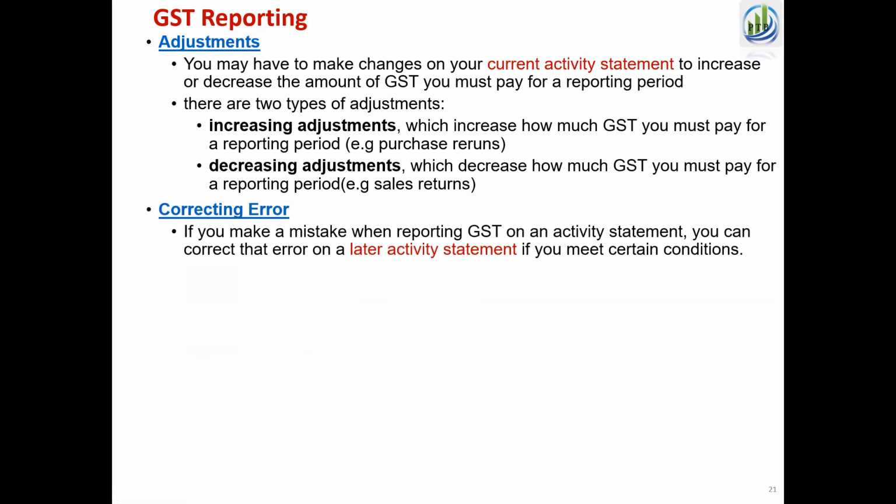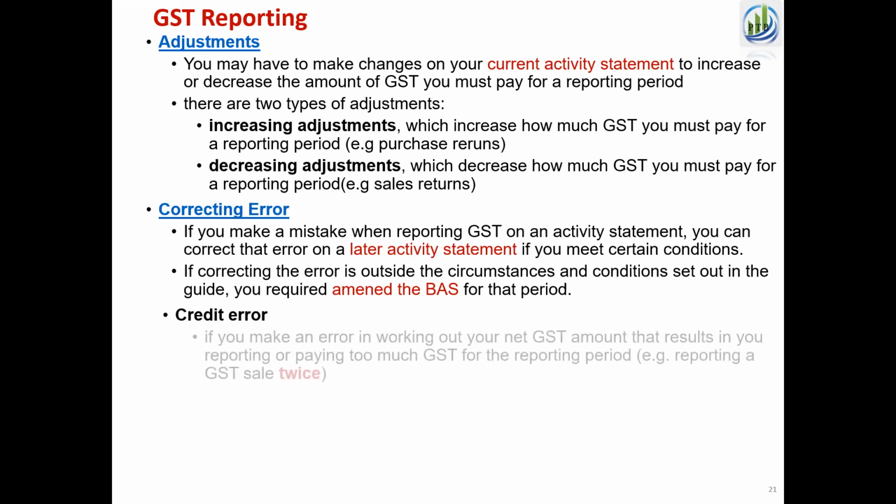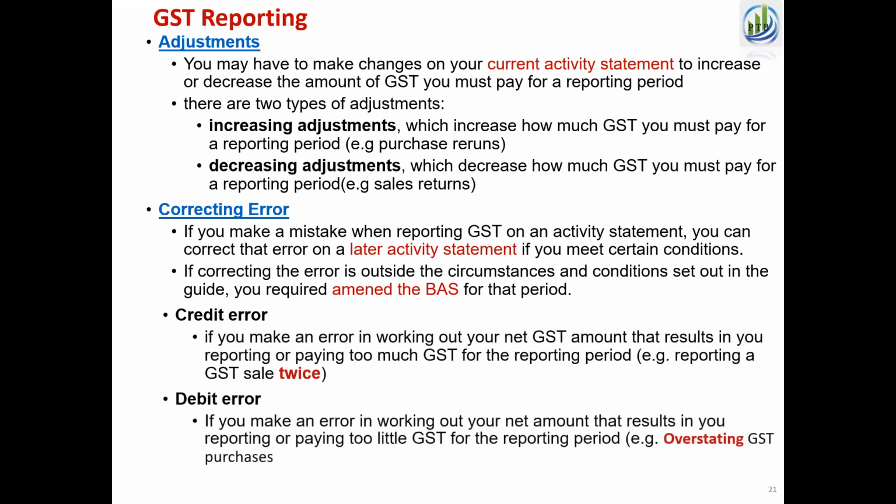For the correction of the error, normally what we do is the amendment in the next BAS period. There are two ways you can correct it. One, you can redo your previous lodgement, that's called an amendment, or you can correct it through the new latest activity statement as well. It depends on how much your amount is and when you did it. There are two ways it can be corrected.